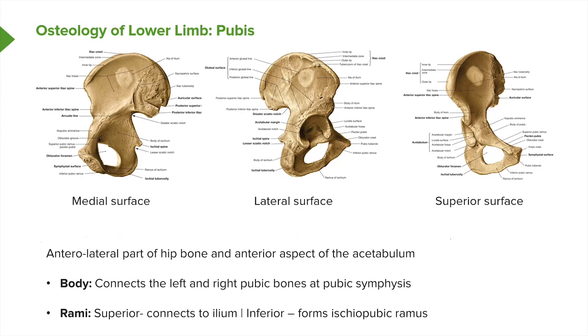The pubis has two rami. It has a superior, which passes towards the ilium, and has an inferior, which passes to the ischium, as the ischiopubic ramus. So here we can see the superior pubic ramus running in this direction, and here we can see the inferior pubic ramus running in this direction. And here, with the help of the ischium, we can see the formation of the obturator foramen, where we have the superior pubic ramus here, and we have the inferior pubic ramus here, forming this C part of the obturator foramen. The ischium will then form this more posterior aspect.